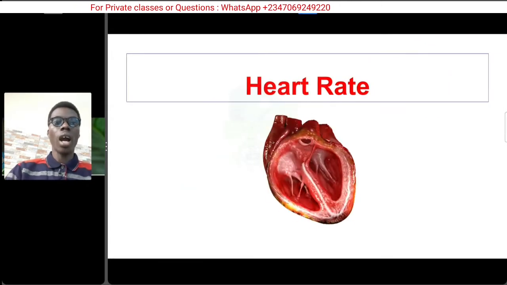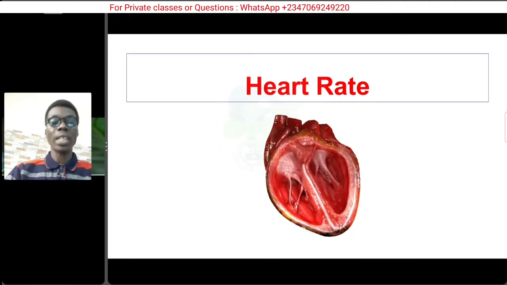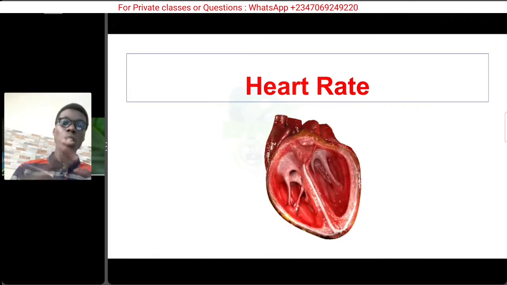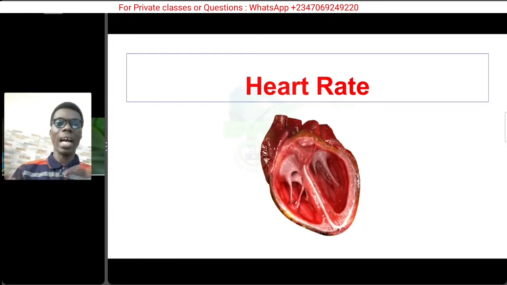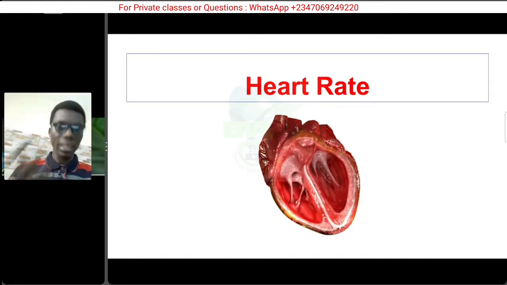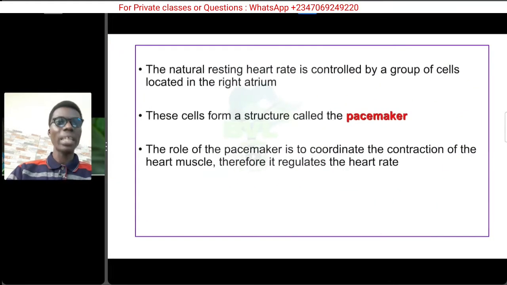So we'll move on to the next topic in the series on organization, and that is heart rate. The rate at which the heart beats, like how fast or how slow it is, as the case may be. Basically, the natural resting state of the heart is controlled by a group of muscles. Now, the point is this: we're trying to explain how some structures help to control the rate at which the heart beats. That's what we're trying to do right now.